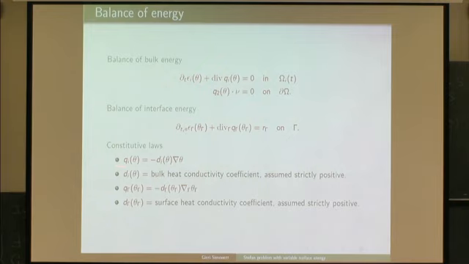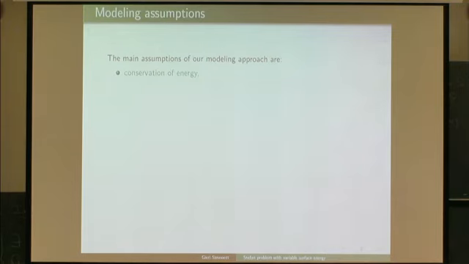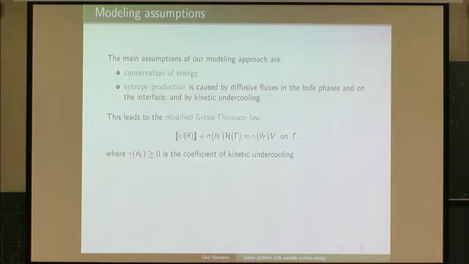So two more constitutive laws. What is heat flux? Well, Fick's law, so proportional to the gradient, and another type of Fick's law on the evolving interface. So taking things together, you want to insist on conservation of energy, you want to say something about entropy production, and entropy is caused by friction in the bulk phases, and by friction on the evolving interface, and there is also a possibility for kinetic undercooling.